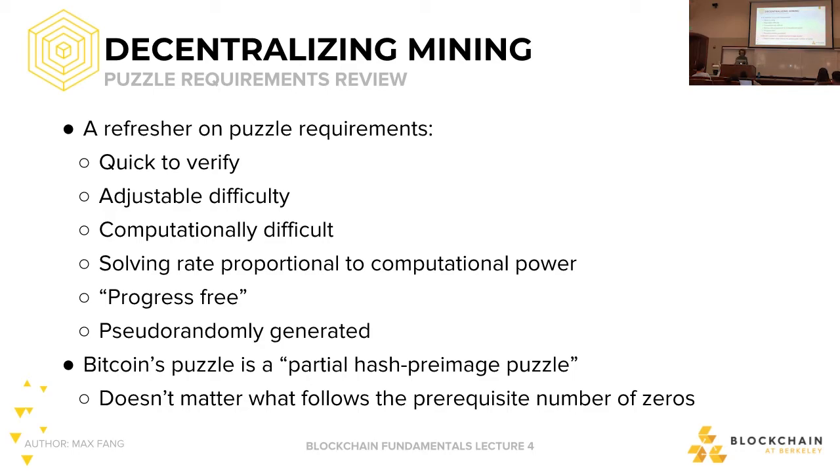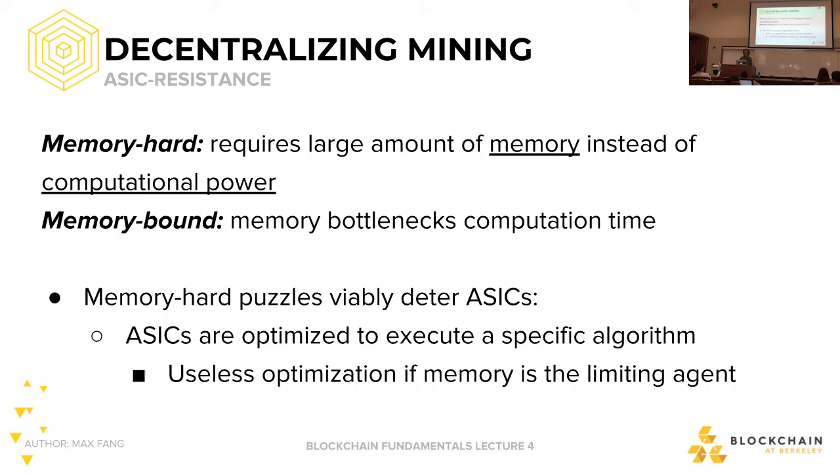Yes. So, for decentralizing mining, that brings us to why did ASICs work? It's because you can easily create hardware that will do that hashing extremely efficiently. And are there ways that we could potentially make an algorithm that is less easy for an ASIC to be built for? So that brings up the idea of memory hard and memory bound problems.